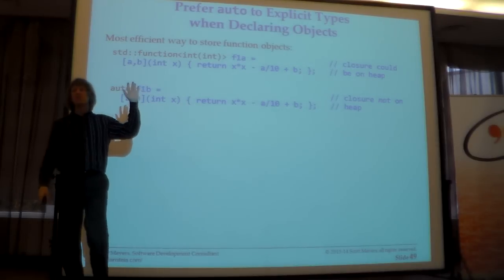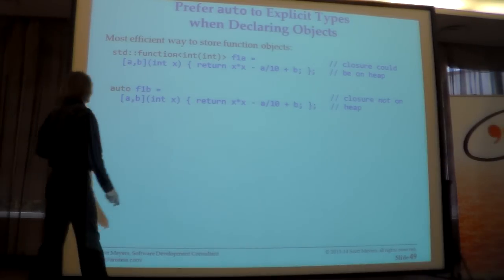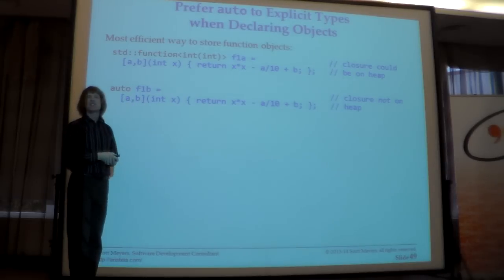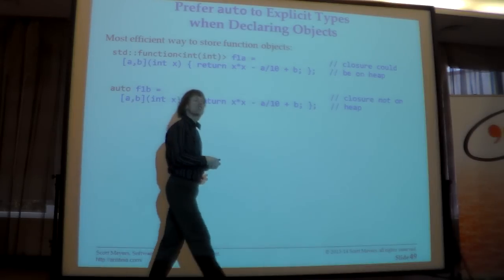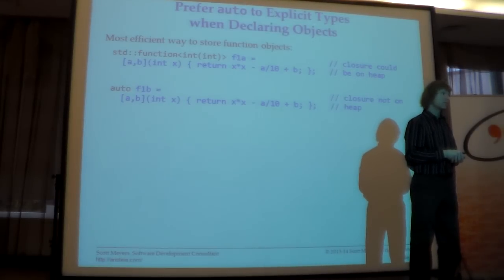How many people are familiar with standard function objects? All right. For those of you who are not familiar, you can see from the syntax std::function is a template. And the template takes what turns out to be a function signature. This says std::function is an object which can refer to anything that can be called like a function that takes an int and returns an int. A standard function object is a generalization of a function pointer. That's what a standard function object is.